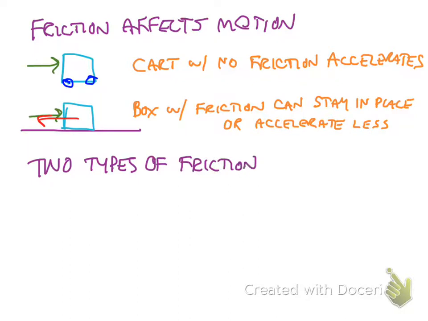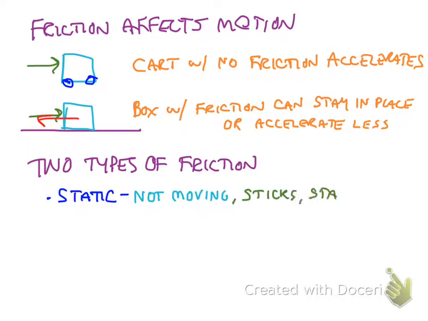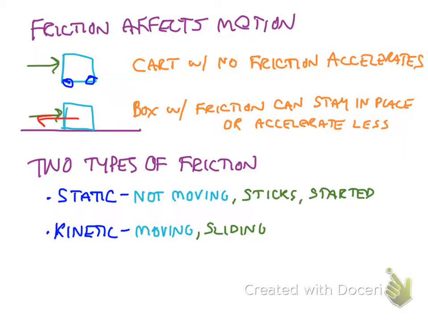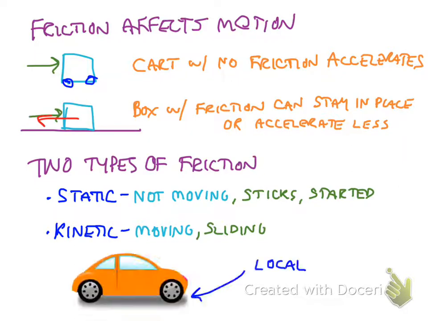Remember, there are two types of friction. There's static friction, when an object is not moving. I like to think that it sticks or started, has that ST blend at the beginning. And we have kinetic friction. And that's when the surfaces are sliding against each other and there's movement between the surfaces of contact.